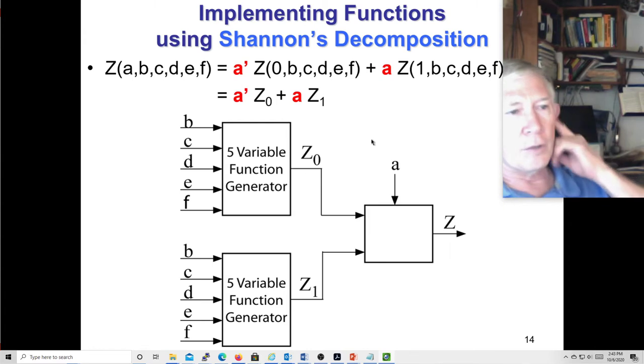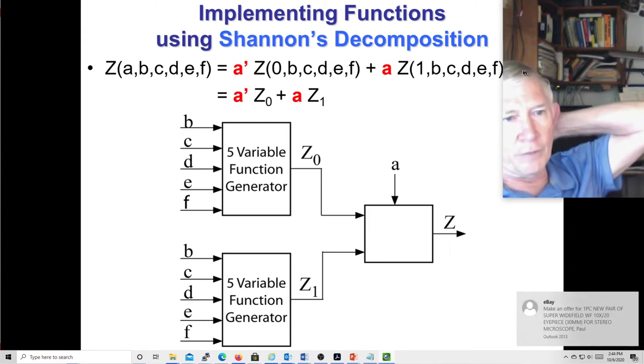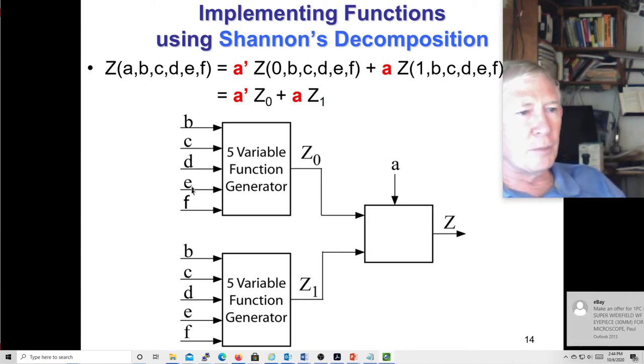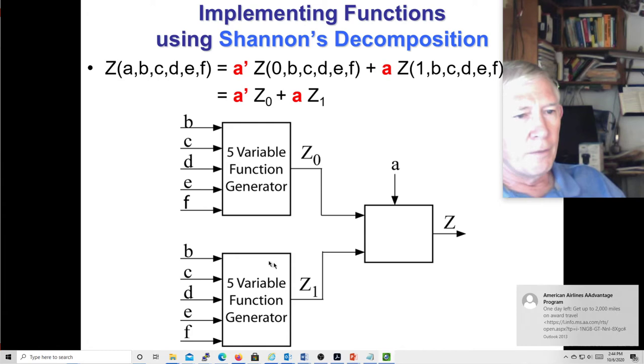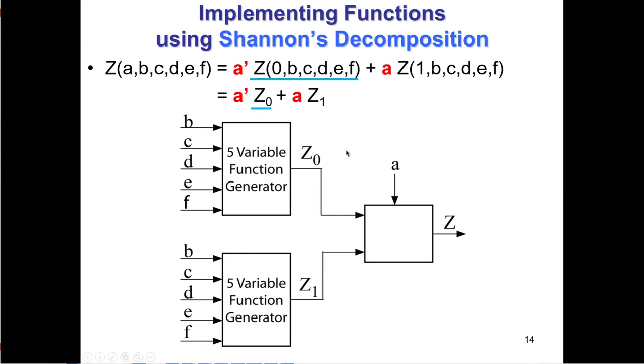All right? And so this one's going to involve some A prime terms. This one's going to involve some A terms, assuming there are some. So you put B, C, D, E, F into both of these. And you use a 2-to-1 mux driven by A to select whether you take this output or this output. So this just represents the Z1, this just represents the Z0.